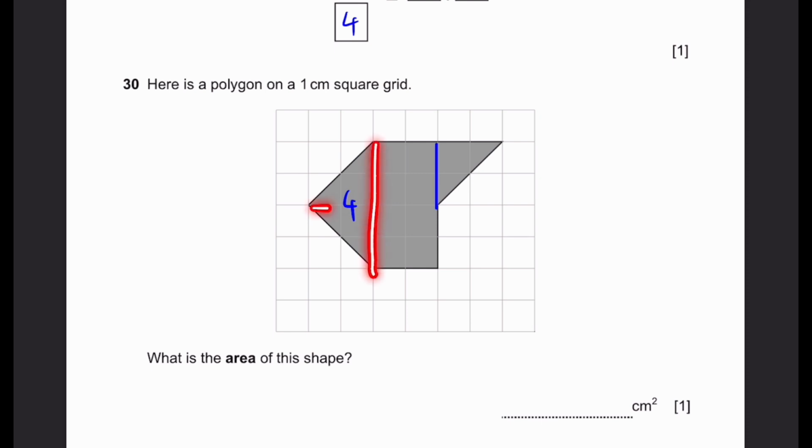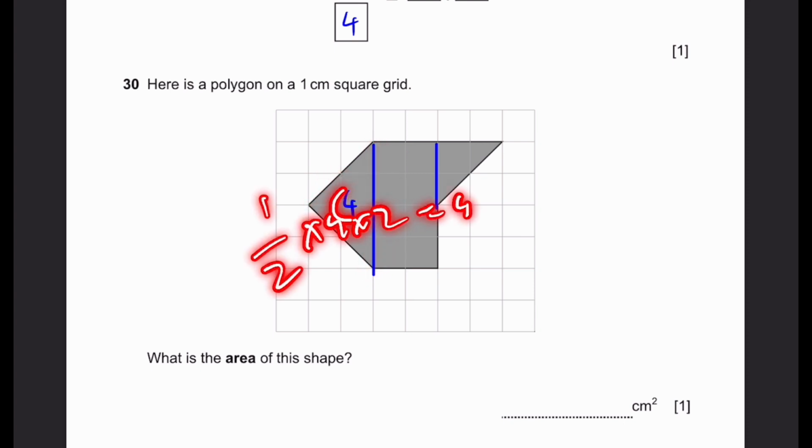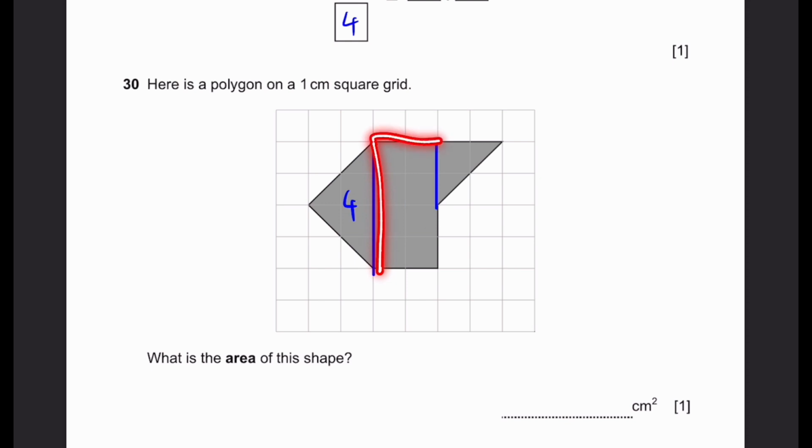Let's take this as the base and this as the height. Base is 4, height is 2, and half into base into height is half into 4 into 2, which is equal to 4. That's what you got. Now, for the rectangle, we have base into height, which is equal to 4 into 2, 8. You can also count the number of squares, which will be 8 if you count them.